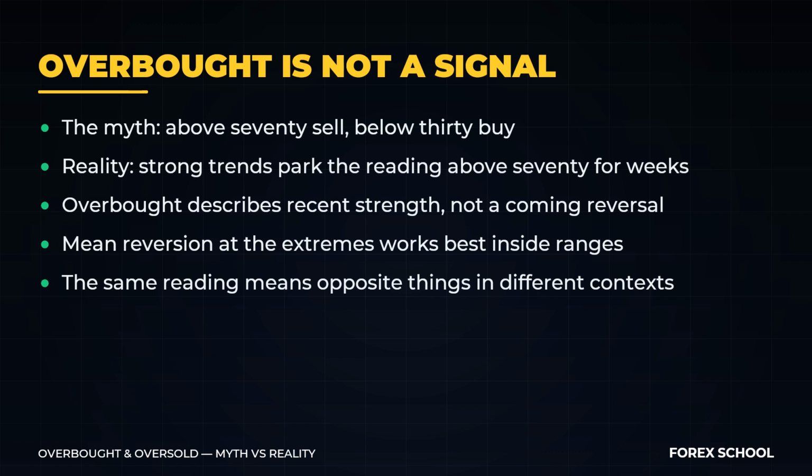Overbought does not mean due to fall, it means the last 14 candles were dominated by buyers. In a powerful uptrend that condition is not a warning, it is the very definition of the trend, and the reading can sit above 70 for dozens of candles. Where the classic interpretation genuinely earns its keep is in a sideways range, where price really does swing from one extreme back to the other. Same number, opposite meanings, context decides.